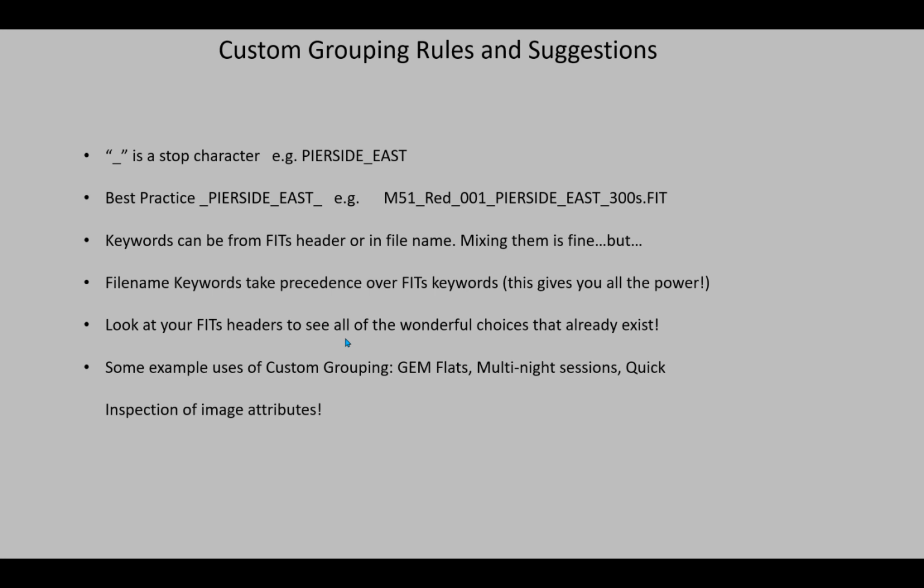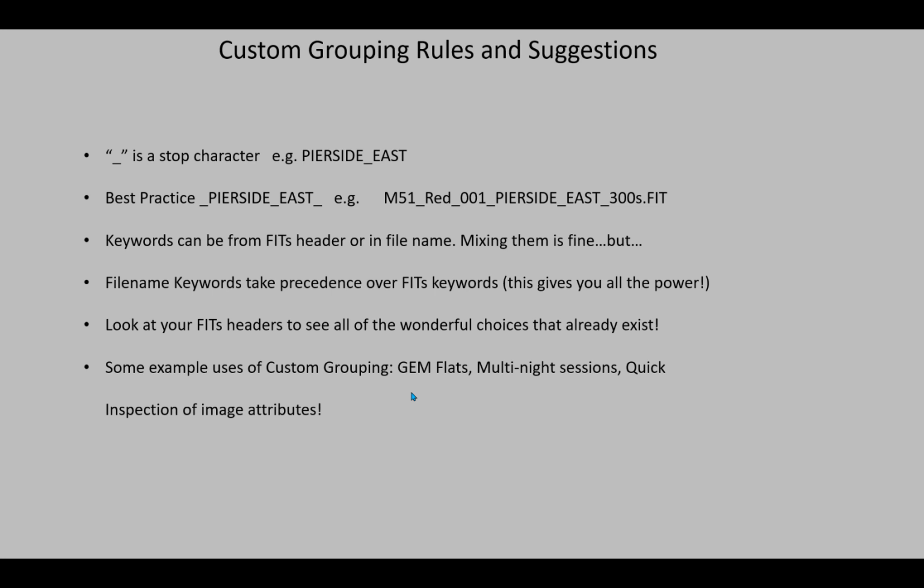That's really cool. Some example uses of custom grouping are when you use a German equatorial mount. For those that do, you'll know why this is nice. Sometimes it matters what side of the meridian you're on. German equatorial mounts require you to flip across the meridian. That rotates the telescope and camera 180 degrees, and that might change the way in which things work. And so you worry about taking flats on either side of the meridian.